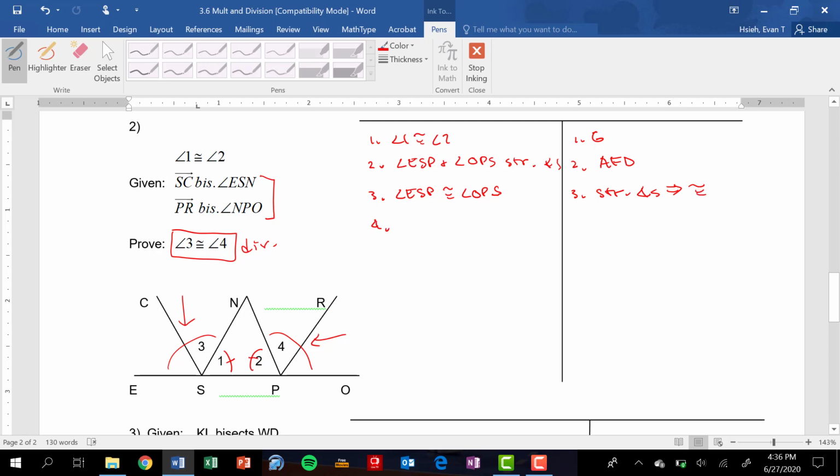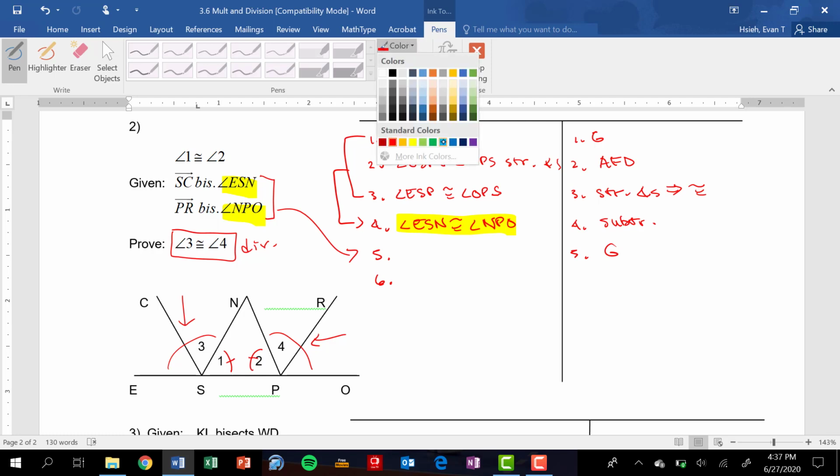And now from these two, I can say that angle ESN is congruent to angle NPO. And the nice thing is you can hopefully see that this is right here and here. Okay, those are the ones that we bisected. So in step 4, that's just by subtraction. Step 5, I'm going to have to throw these guys in there. Okay, and that's going to be my 2 bisects.